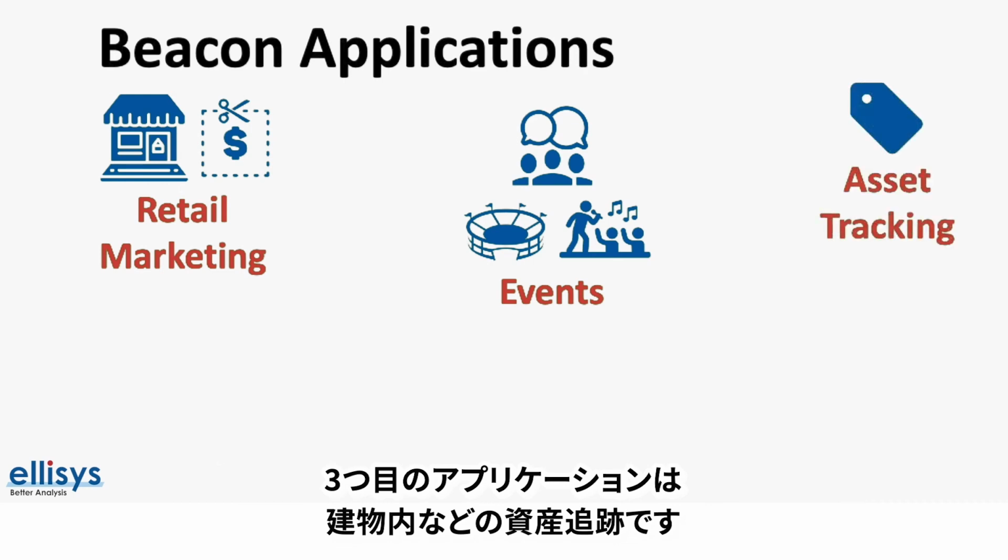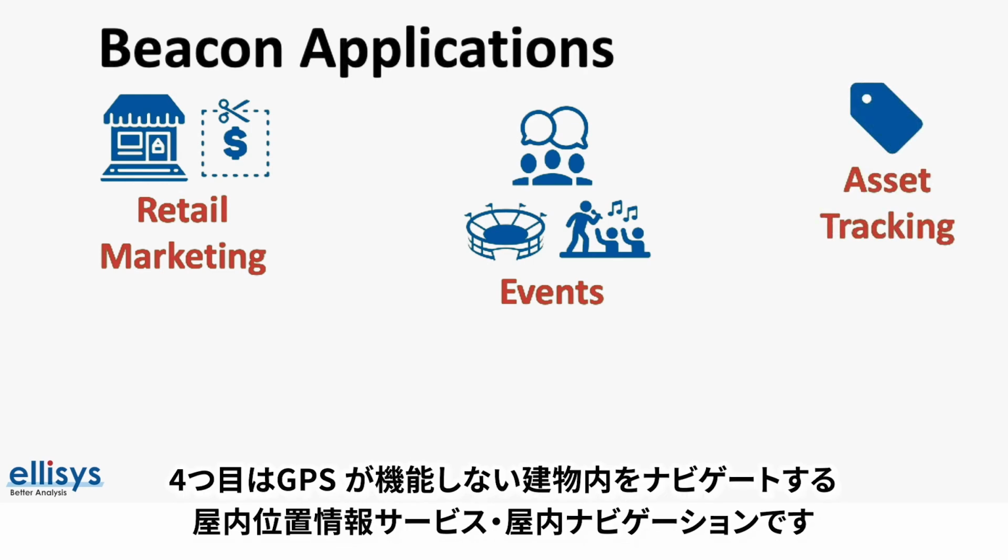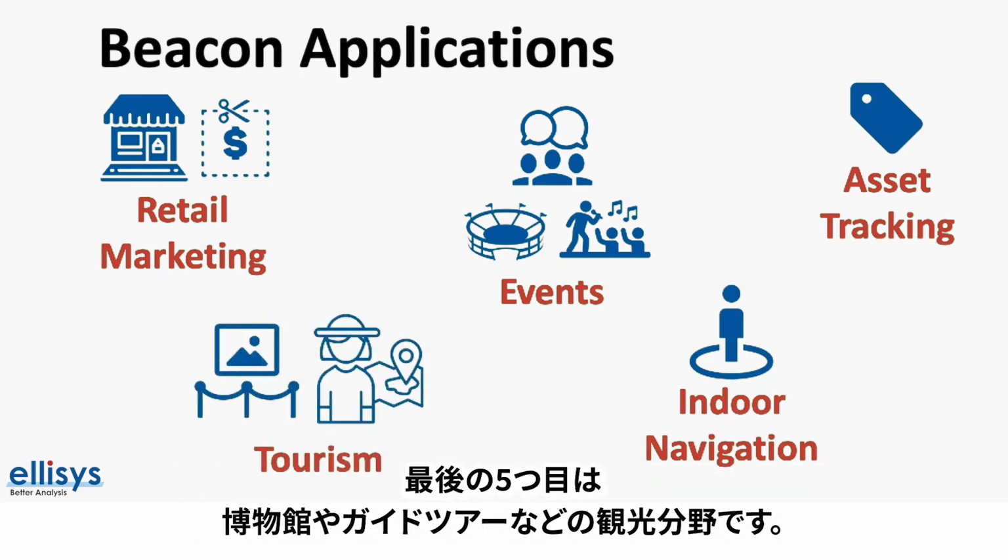The third type of application is for asset tracking, for example within a building. The fourth application is for indoor location services and indoor navigation for users navigating inside a building where GPS does not work very well. And the last kind of application is in tourism, such as in museums and in guided tours.